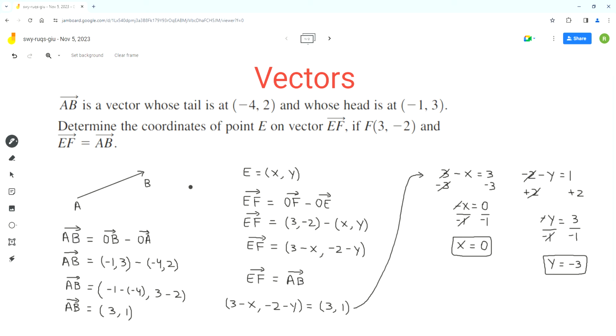Now in the problem, we have to find the coordinates of point E. So we can summarize our answer as the point E is equal to (0, -3). We should write our answer as an ordered pair. So this should be the final answer for this problem.